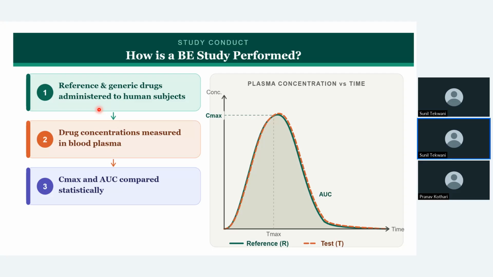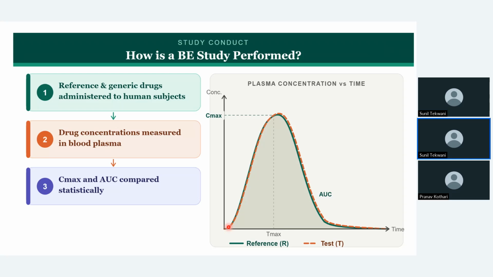Test product is given to them. The reference product is given to them. And from time to time, blood samples are withdrawn at 1 hour, 2 hours, 4 hours, till 24, 48 hours. And a concentration versus time graph is plotted. This graph comes like this.